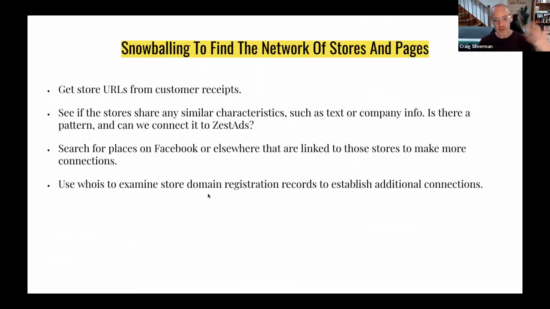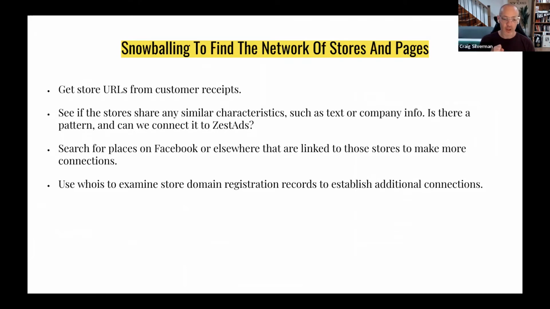Okay, so here is where I start to think, how do I identify the network? How do I find all of the stores and all of the Facebook pages? And how do I build all of those out and show the connections between them? So here is the snowball method that I decided to use. Number one, get the URLs of stores that were selling this mask from customer receipts. So I find all the customers I can, and I ask them to send me the receipts.